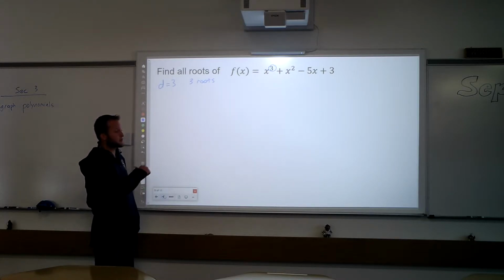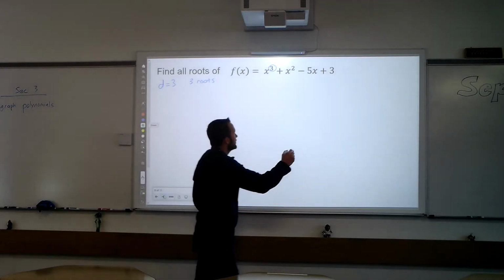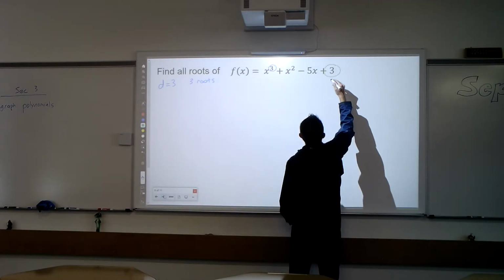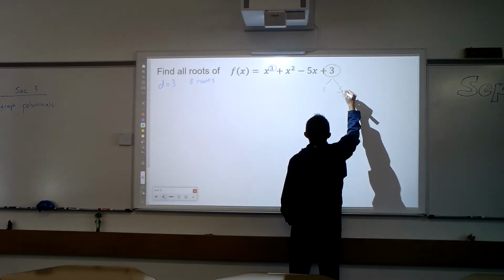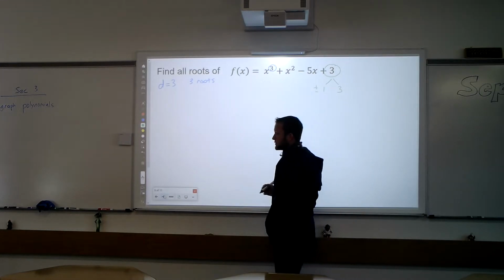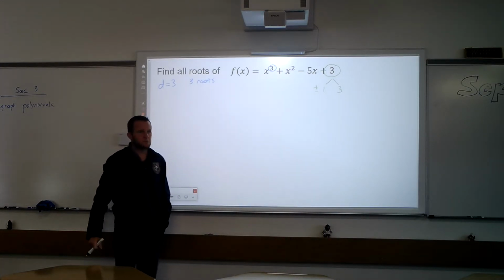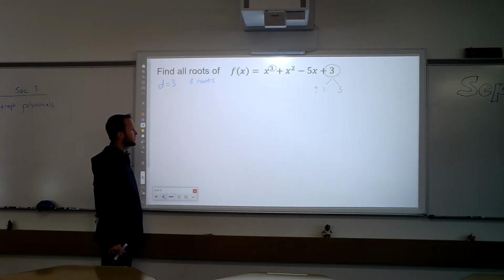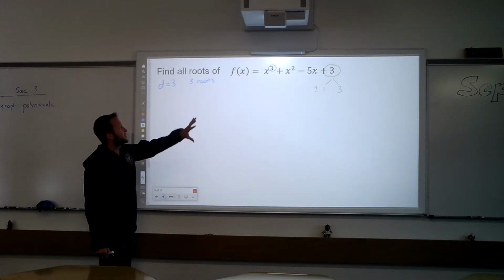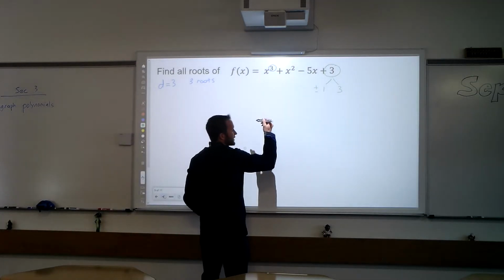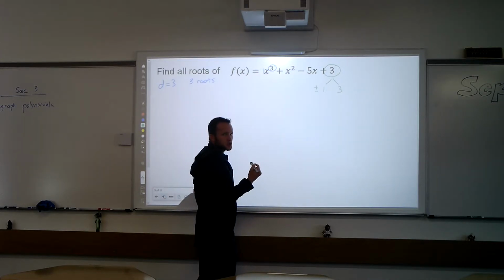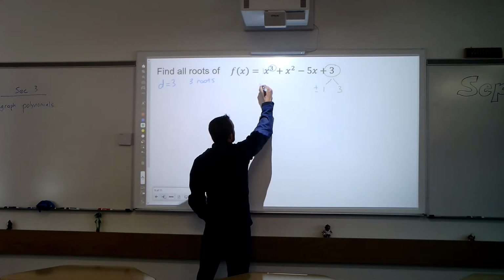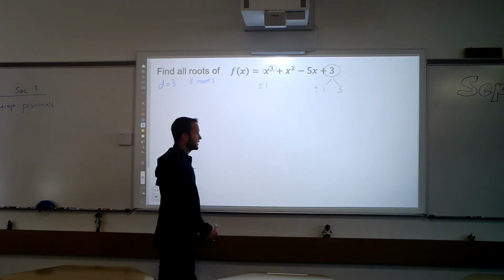So if you remember from the previous page, what we're going to do is look at our constant term. The constant term here is 3. And the only things that multiply to give you 3 are 1 and 3. Now, we have to keep in mind that could be positive or negative, so we'll look at plus or minus 1 and 3. We're going to take those factors and divide them by factors of the leading coefficient. Well, what is the leading coefficient? If it's not showing anything, then it's 1. And the only factors of 1 are plus or minus 1.